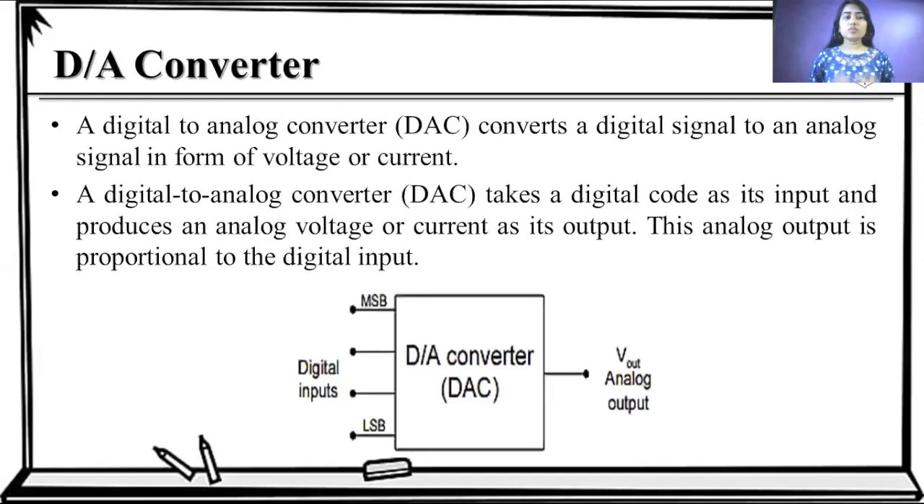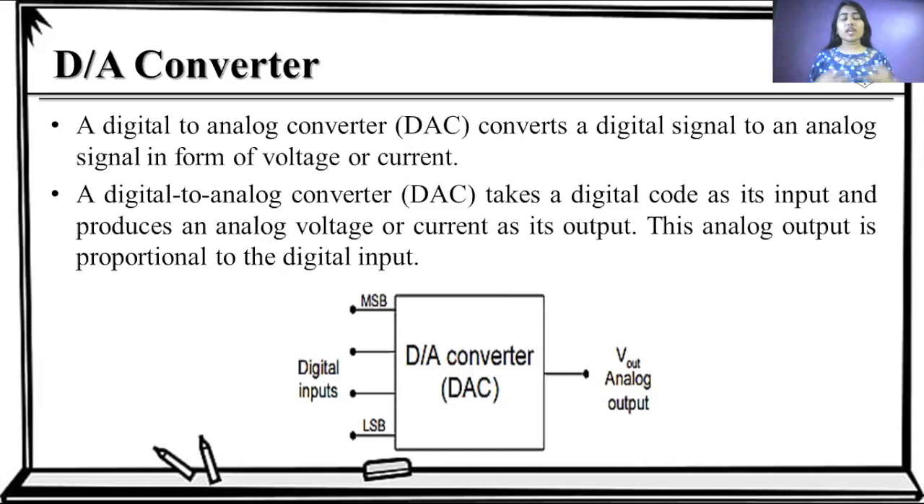Here we have a basic block diagram of the D to A converter. We have digital inputs, or say a 4-bit binary pattern. We have an MSB, then 2 bits, and then the LSB. Now using this D to A converter, we can convert this digital input into analog output. That means here we have an analog voltage, and this binary pattern is converted into this analog output voltage pattern.